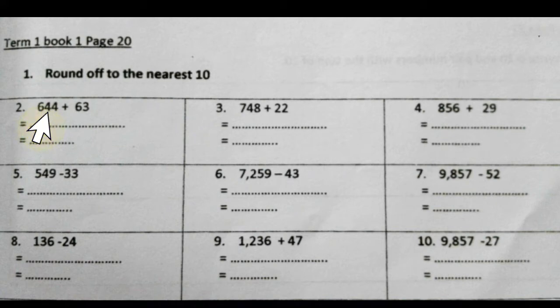So it's gonna be 640. 63. Since 3 is a rounding down number, we cannot add 1 to 6. So 6 remains 6 and 3 turns to 0. So it's gonna be 60. Now 640 plus 60 equals 700.